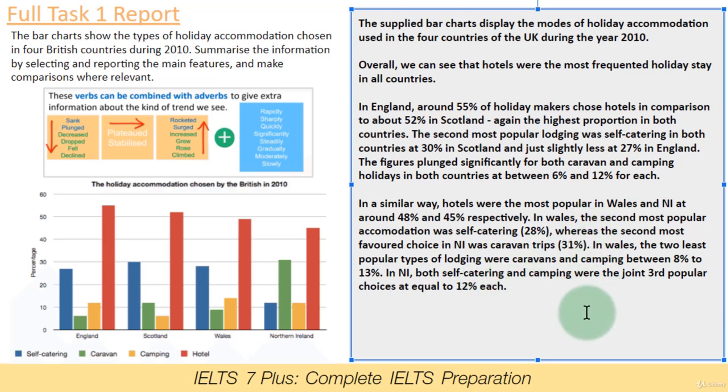Let's read back to ensure that I have not made any mistakes grammatically. In Wales, the two least popular types of lodging were caravans and camping, between 8% to 13%. In Northern Ireland, both self-catering and camping were the joint third least popular choices. Let's add this in. Least popular choices at equal to 12% each. Great, so I've really given some good detail at the end there. Let's take a look at the word count. Okay, so my word count stands at 178 words.